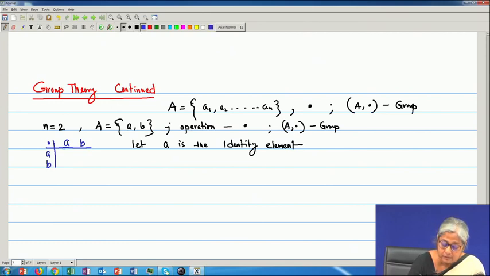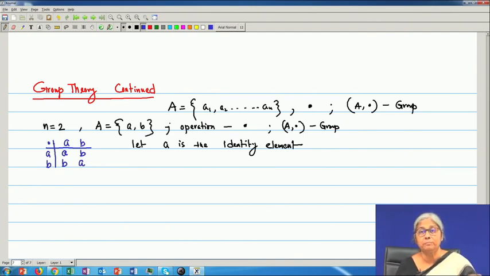So, we can write A dot A is A only. Now, since A is the identity element, A dot B is B only. Now, similarly, B dot A is B only, since it is commutative, that property also we have seen. And now, B dot B is A, because otherwise B will be the identity, since we have already assumed that A is the identity element.